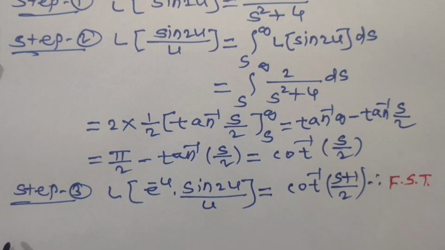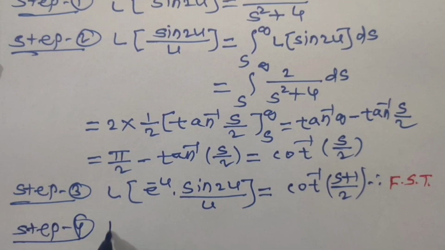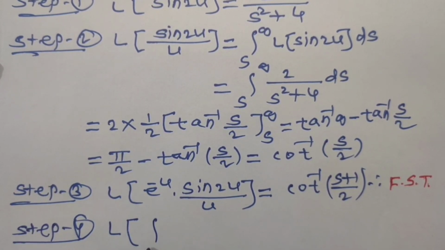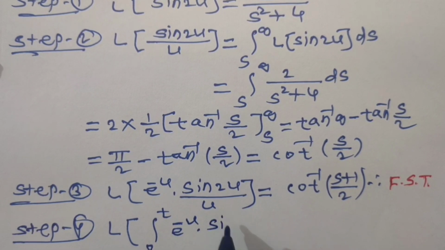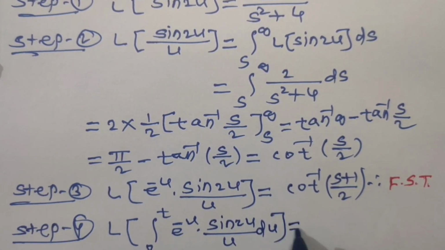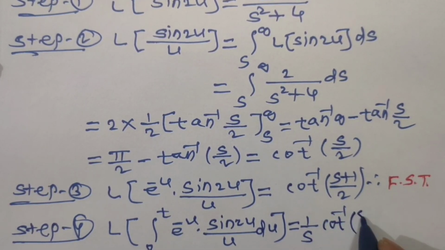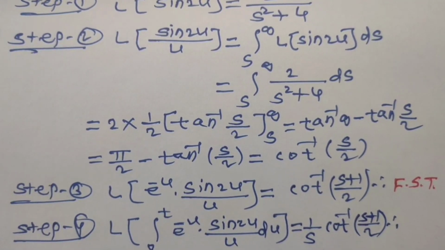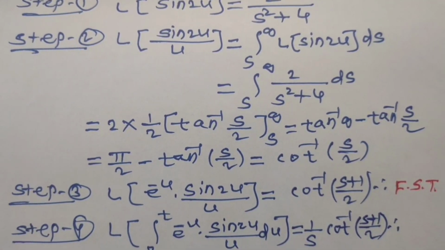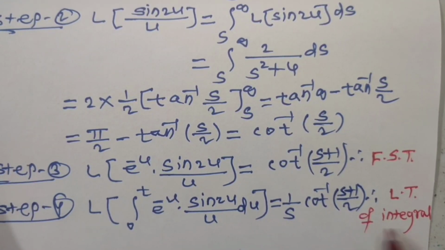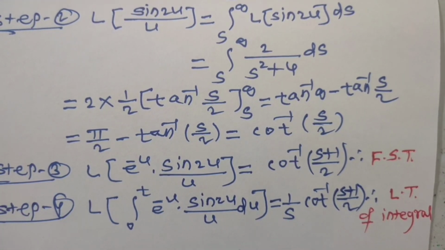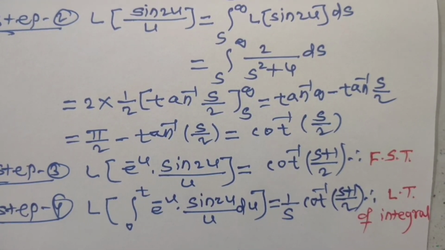Now step number 4 is Laplace transform of integral from 0 to t e to the power minus u sin 2u divided by u du, and this is equal to 1 upon s cot inverse s plus 1 divided by 2. And this is applying Laplace transform property, that is Laplace transform of integral. Okay.